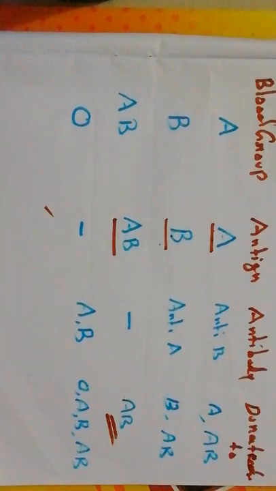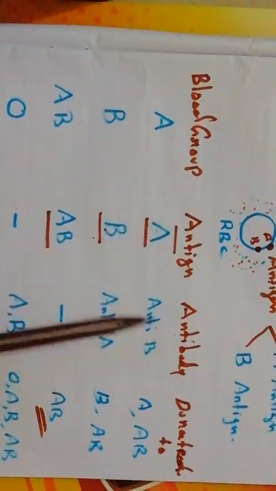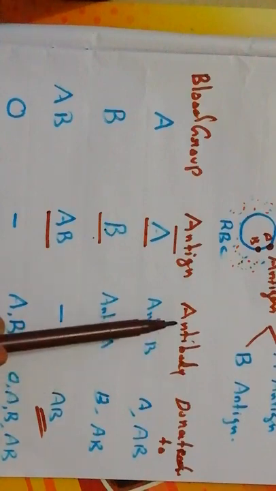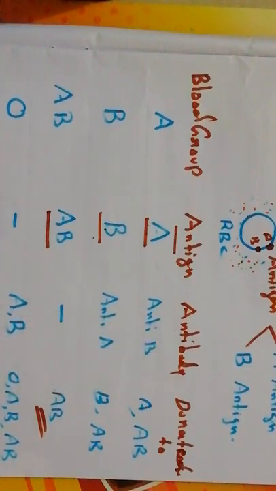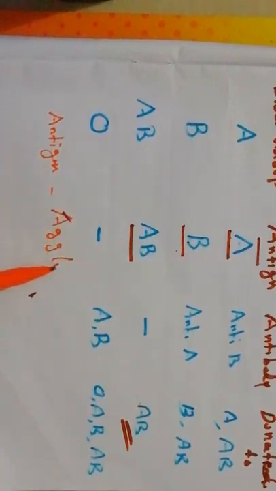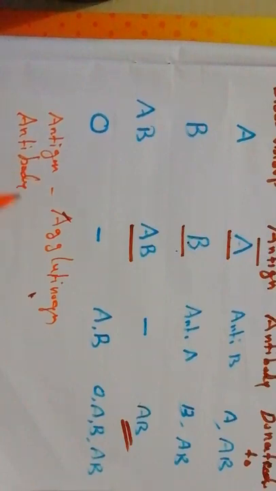And here one more term they added. There is antigen here, and this antigen is considered as agglutinogen, and antibody is considered as agglutinin. Agglutinin. Why? Because this name is given.